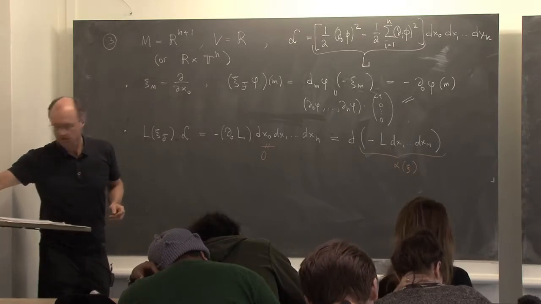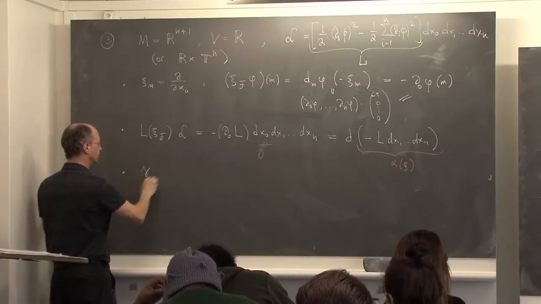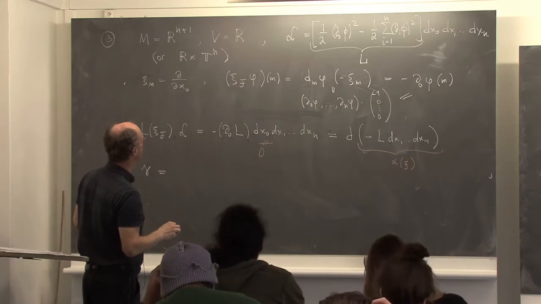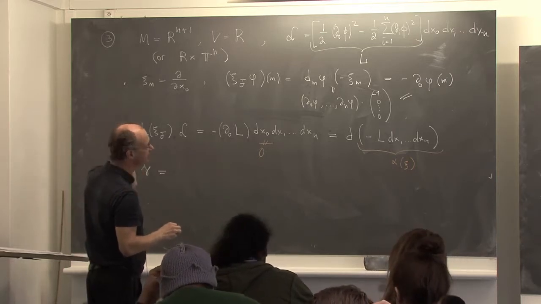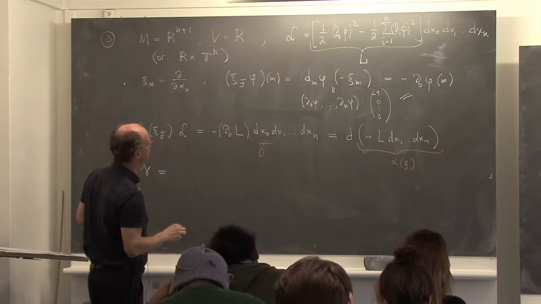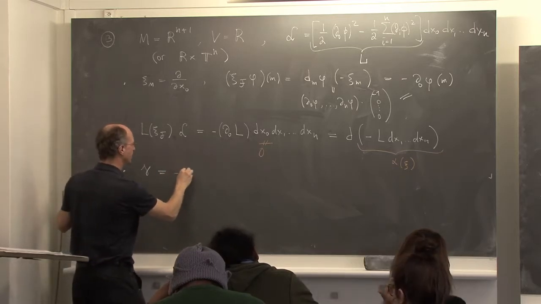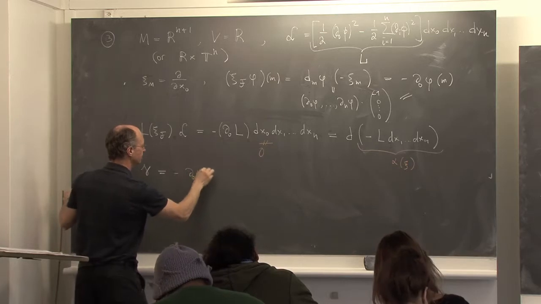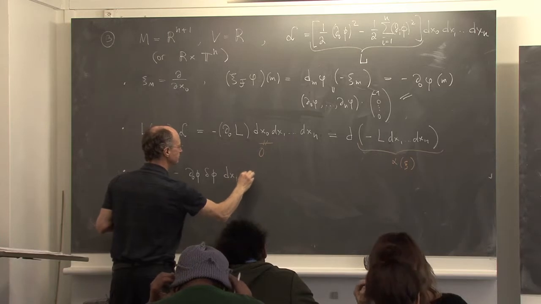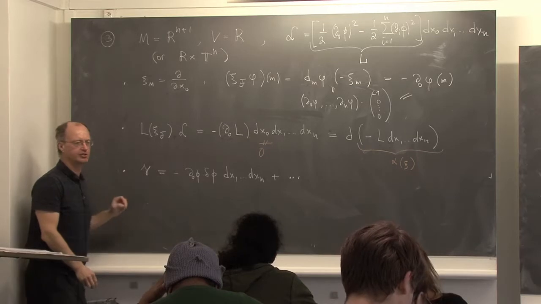Okay. So what about gamma? I think we already wrote the gamma for this situation, but now maybe should we write it in a more detailed form? Maybe not. So gamma is equal to minus d naught phi delta phi dx1 dxn plus dots. I think that we already had today.